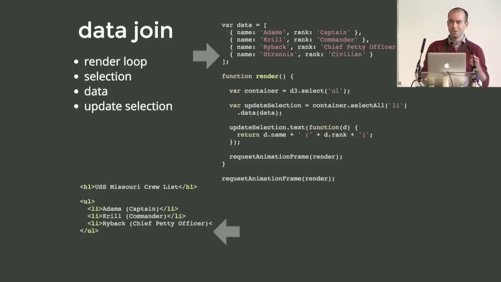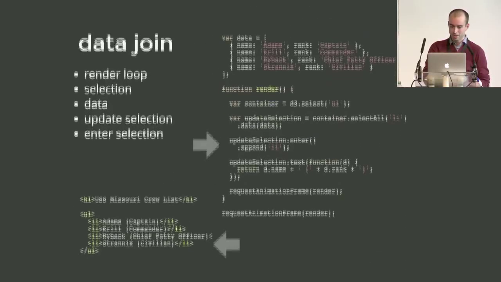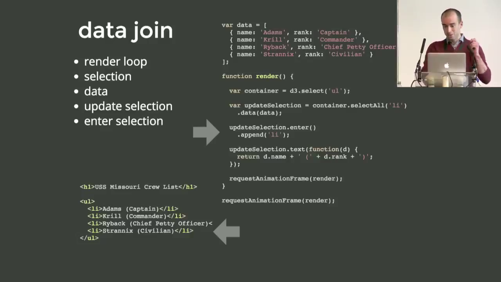That's not ideal. So could we train it what to do in the case where it has a data item, but it doesn't have a node? And I wouldn't be asking the question if you couldn't. So in that case, you use the enter selection. The enter selection is exposed on the update selection, and that's you basically associating a behavior when that situation occurs. So if we have a data item and we don't have a node, easy, we'll just add a node for that data item. That enter selection implicitly becomes part of the update selection, so then the node is templated, and we get Stranik showing up on the USS Missouri.